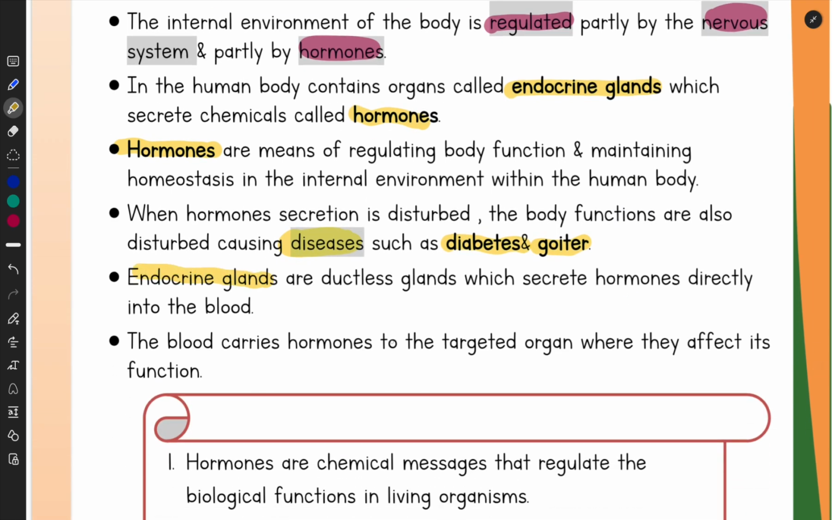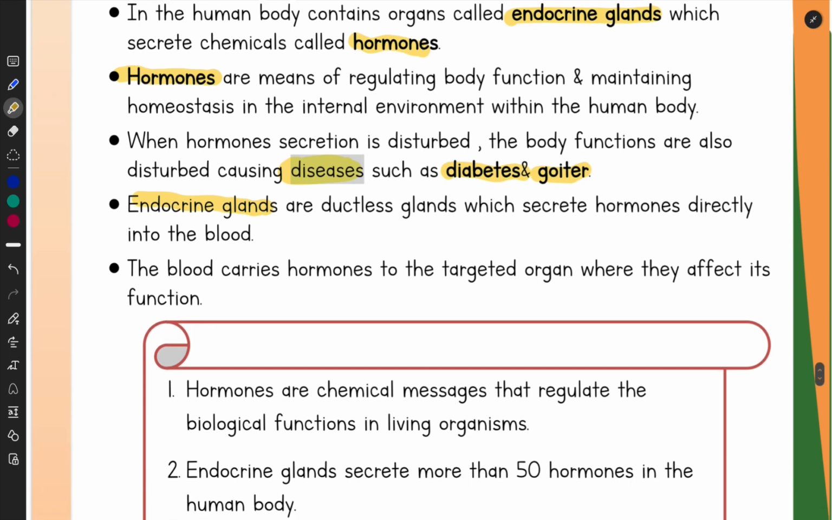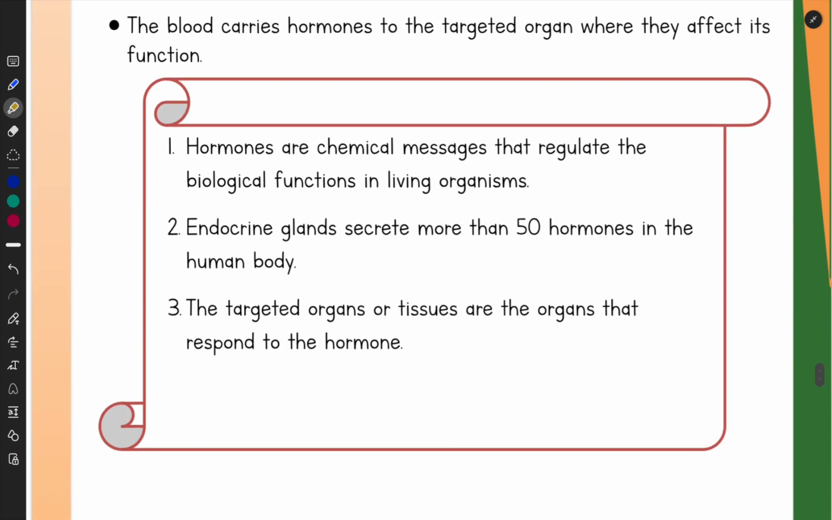Endocrine glands are ductless glands which secrete hormones directly into the blood. The blood carries hormones to the targeted organ, where it affects its function. Hormones are chemical messengers that regulate the biological functions in humans or living organisms. Endocrine glands secrete more than 50 types of hormones in the human body. The targeted organ or tissue are the organs that respond to the hormones. So we have hormones, we have endocrine glands, and we have targeted organs.